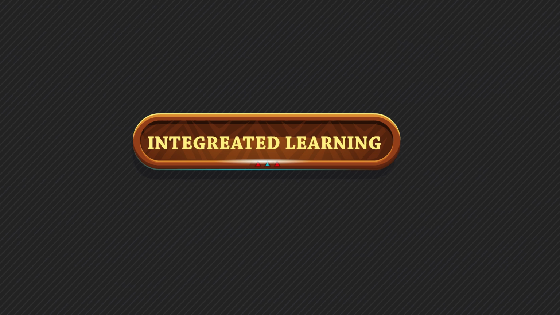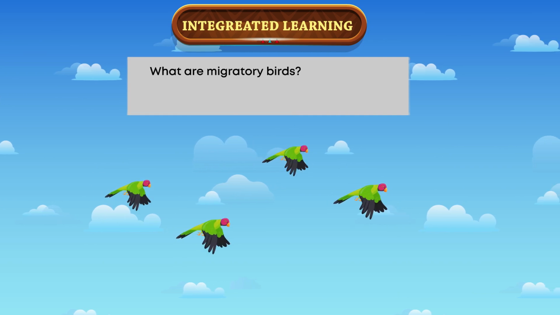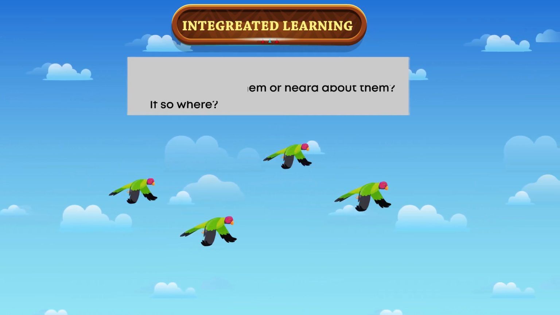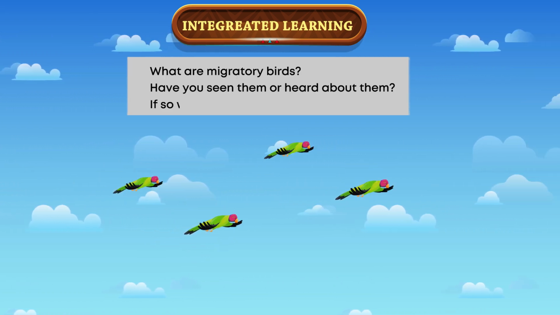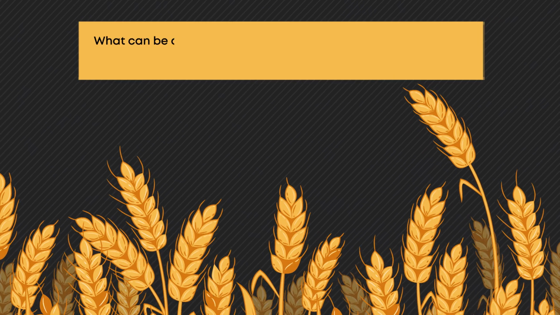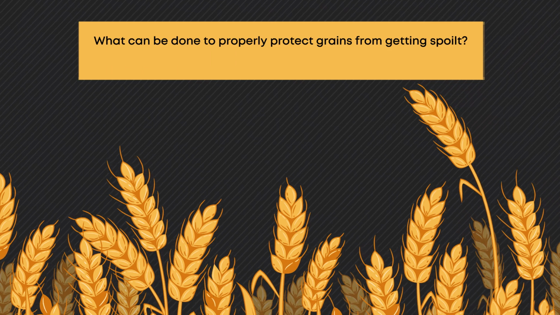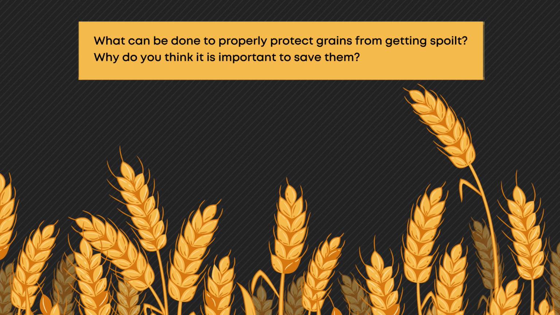Integrated learning. What are migratory birds? Have you seen them or heard about them? If so, where? What can be done to properly protect grains from getting spoiled? Why do you think it is important to save them?